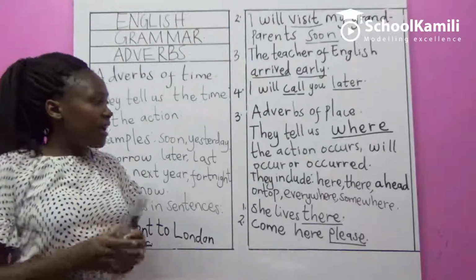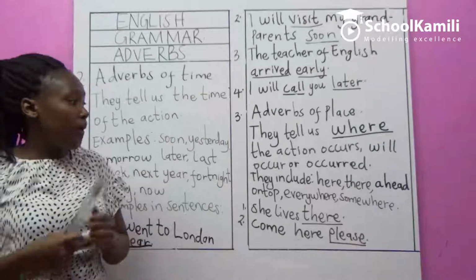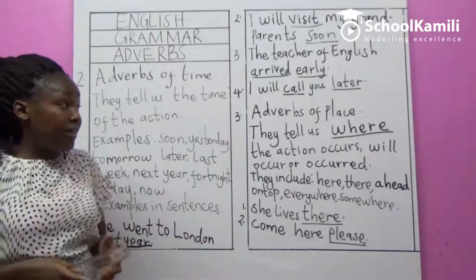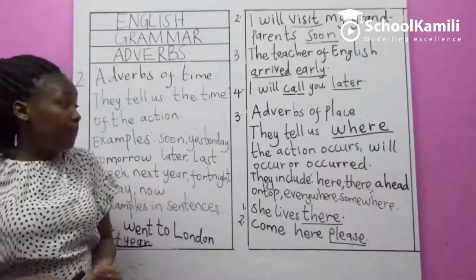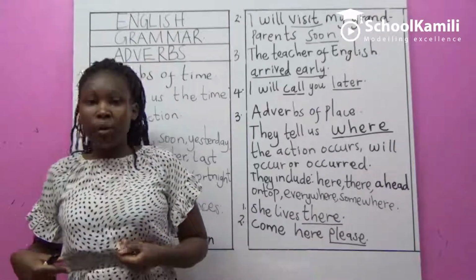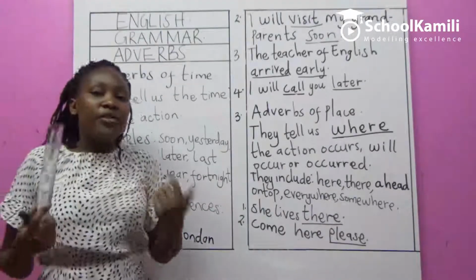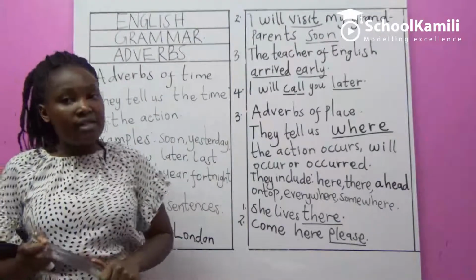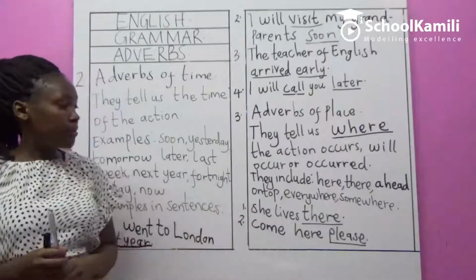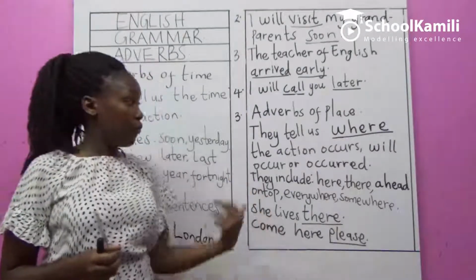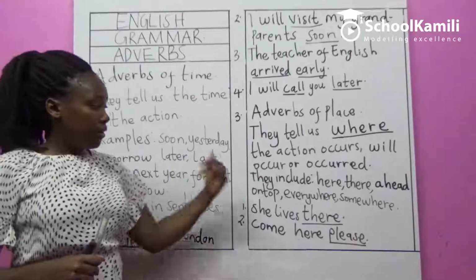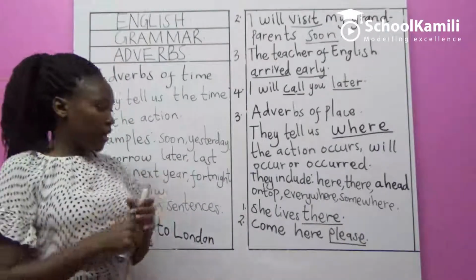Then we shall give the examples of the adverbs of place. Here is an example of an adverb of place. It tells us where the action is being done or will be done. Then we have there. There is also another example of an adverb of place. We have ahead, on top, everywhere, anywhere, somewhere. So we have a few examples that we've constructed using the adverbs of place. I'll give you another extra assignment to go and construct other sentences using the adverbs of place.